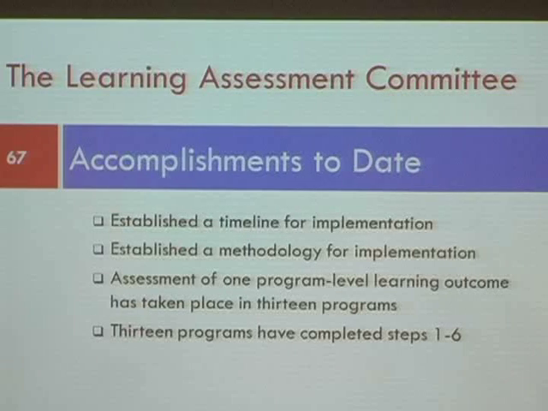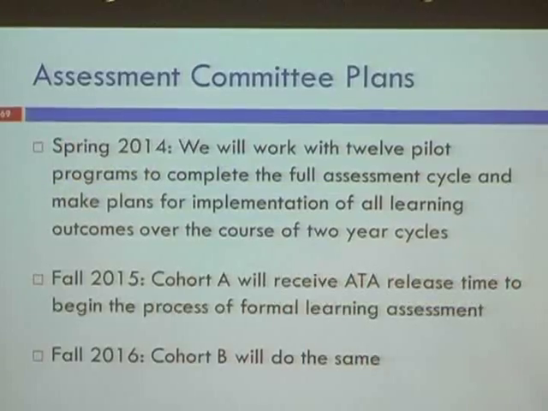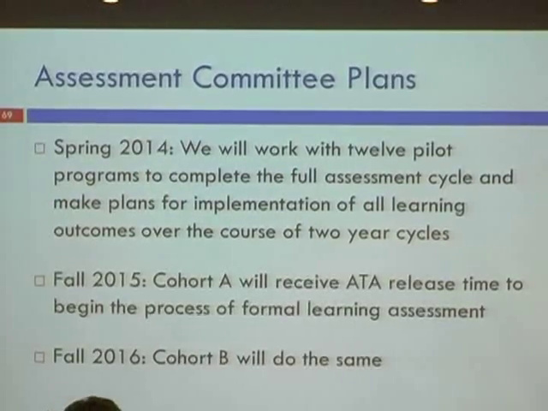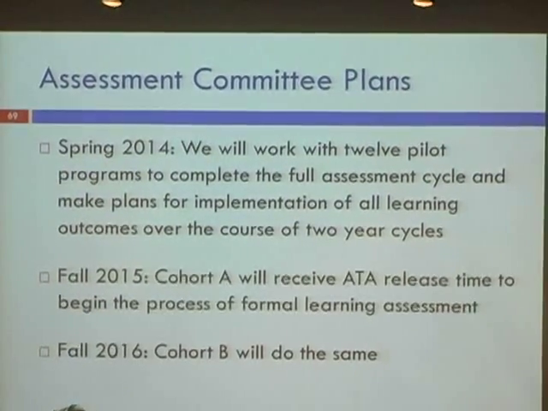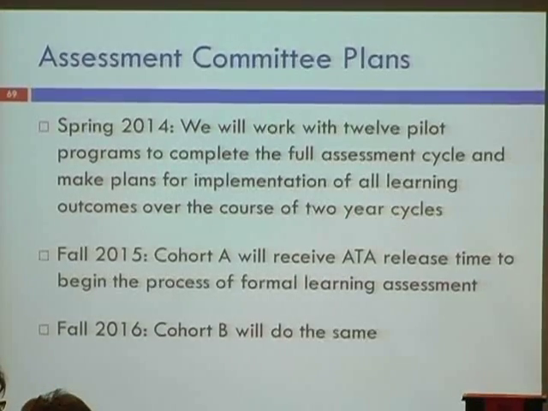And those programs have completed, as you can see from the posters, pretty much 1 through 6, some a little bit on 7. So what's next? In this spring, we have 12 programs that we're going to be working with on a pilot basis. Now, those are defined by who had participated before under Karen, because we want to get them into doing those other outcomes, and we want to close that feedback loop. In fall 2015, we'll have a cohort A, and then 2016 cohort B.